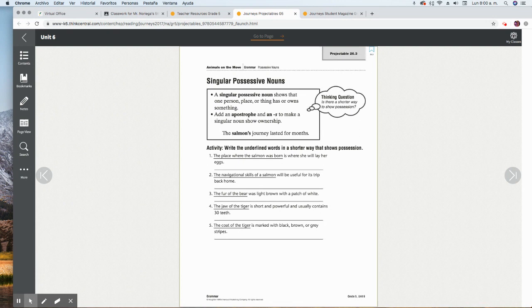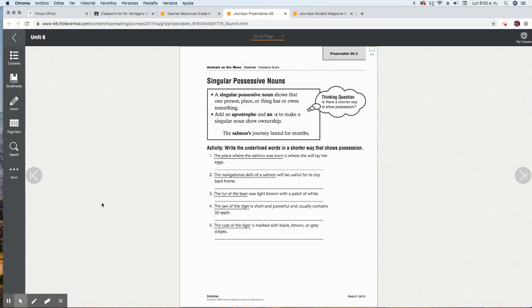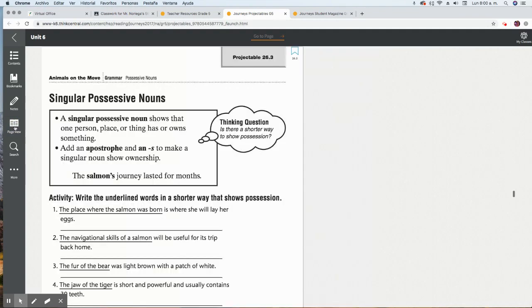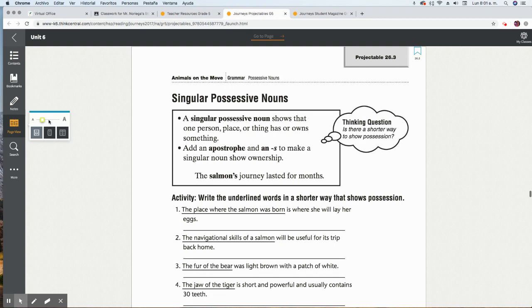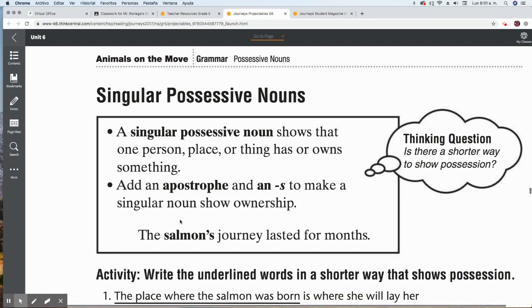We're going to work on lesson 26 today for grammar. Let me go over what you are going to do for grammar, which is to use singular possessive nouns. Let me make my page bigger. This is what you're going to do on your Journeys reader's notebook. Let's go over the lesson before you do your work on your reader's notebook.